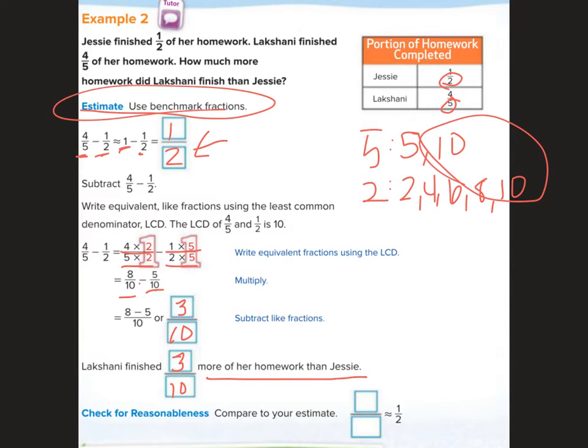So now, is 3 tenths about a half? Well, I know that 5 tenths is 1/2, and 3 tenths isn't far away, so yeah, 3 tenths is about a half. Let's move on.